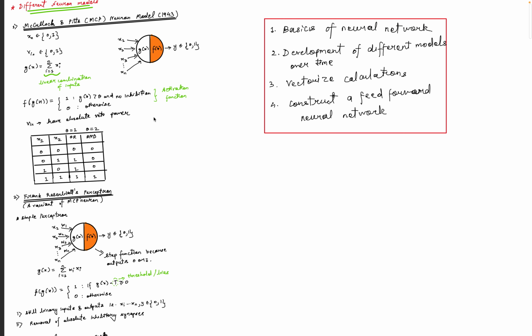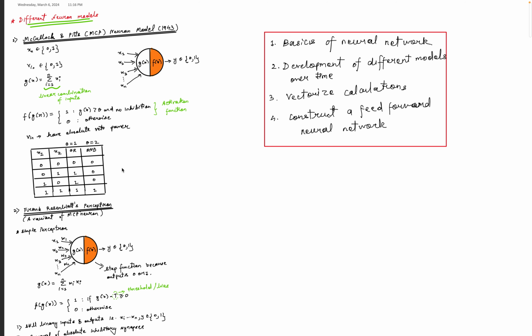We can see the working of the MCP model here. x1 is 0, x2 is 0, and if there is no inhibition, then 0 plus 0 is 0, and this 0 is less than the threshold set equal to 1, therefore the output will be 0. 0 plus 1 is 1, which is equal to the threshold, therefore the output is 1. Similarly, you can see the output will be 1 for all the three cases. Let's see the AND gate. 0 plus 0 is 0, which is less than 2, therefore the output is 0. Here the output will be 0 for 3 out of 4 cases.